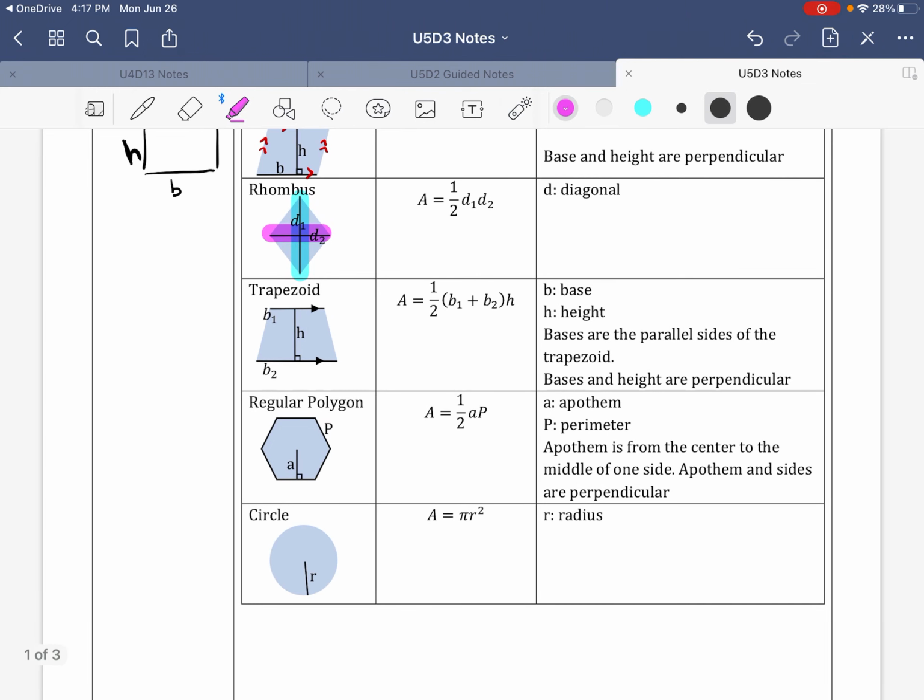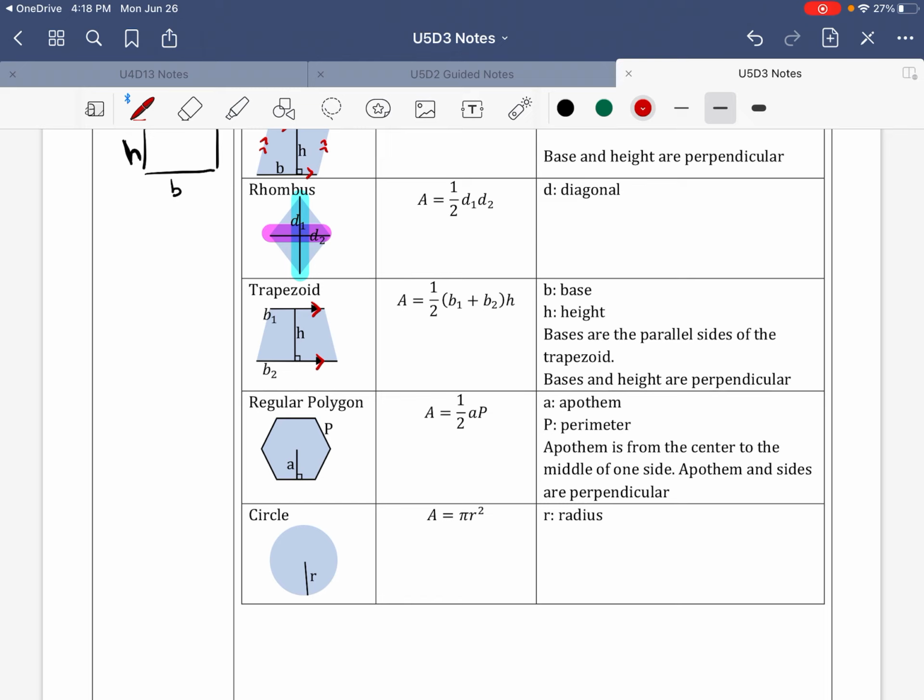A trapezoid is defined by having only one pair of parallel sides. So as opposed to a parallelogram where you have those 2 pairs of parallel sides, trapezoids only have one. And whatever those parallel sides are, those are your bases, base 1 and base 2. And your height is again perpendicular to your base. Okay, this is a very common trend. Your base and your height are always perpendicular. We'll use the area formula 1/2 times the quantity b1 plus b2 times the height.